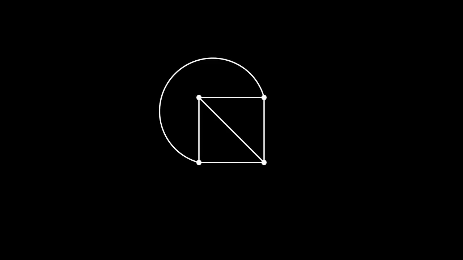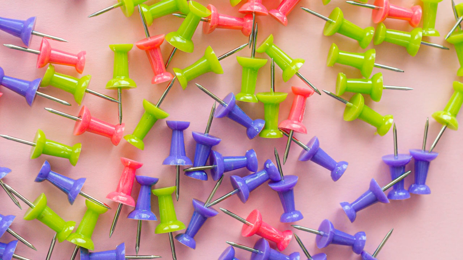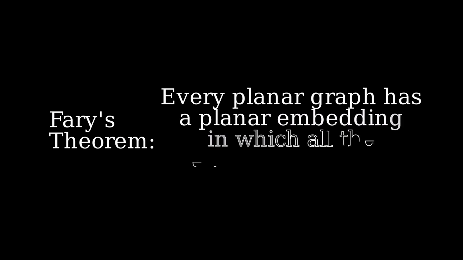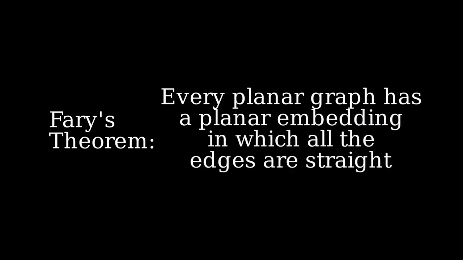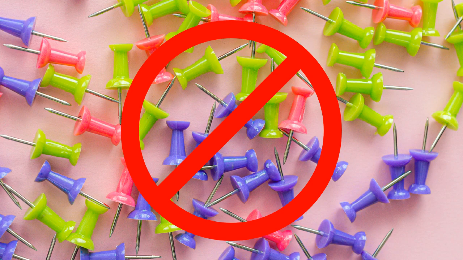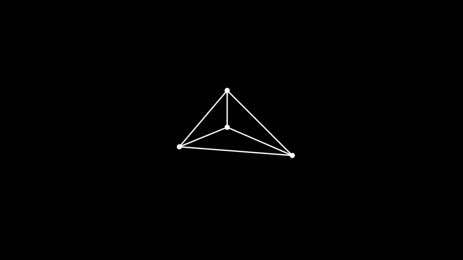But what if it is planar? String has an extra restriction. It can only go in straight lines, unless you wrap it around using thumbtacks. This is where we return to Fary's theorem. Using the words we just learned, the theorem states that every planar graph has a planar embedding in which all the edges are straight. So you don't need the extra thumbtacks at all. For our square graph, for instance, we can rearrange it like this.